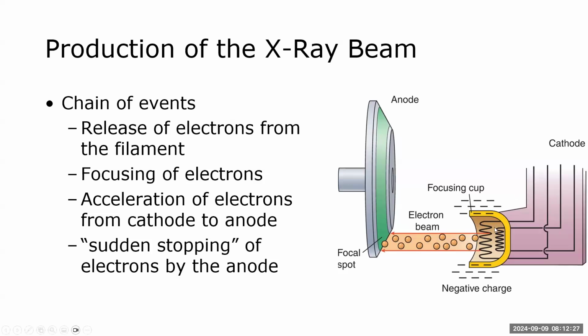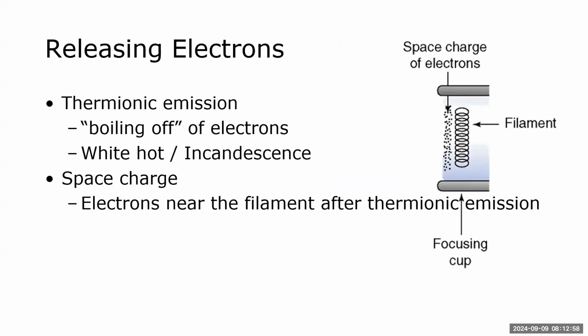So this would be our filament right here. So you can see we have a smaller filament here and a larger filament here. So we choose that when we choose the focal spot. And so we have that release of electrons. We have the focusing of those electrons by the focusing cup. We have to have an acceleration of those electrons going from the cathode to the anode. And then we have to have a sudden stopping of those electrons by the anode. So we're going to look at each part of that series of events or chain of events that has to happen.